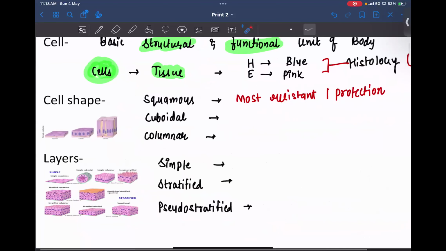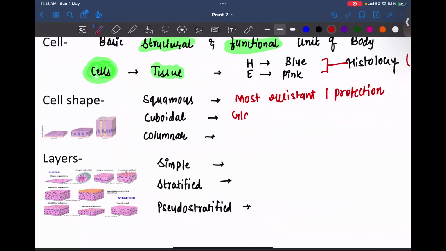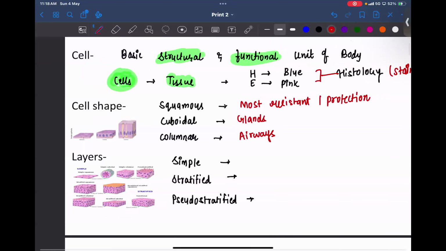Okay. So these cuboidal cells are going to be present where? They are going to be present with the glands, and these columnar cells are going to be present in the air. Okay, so that is the thing we have discussed.